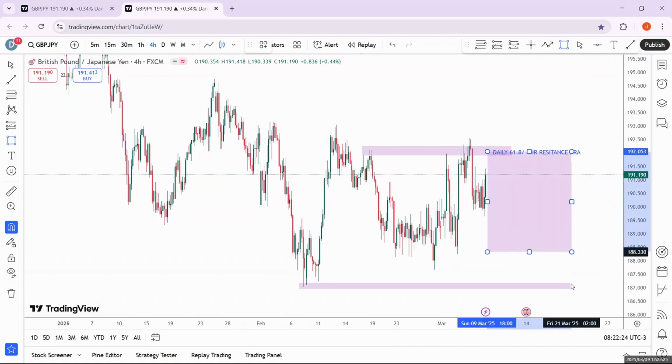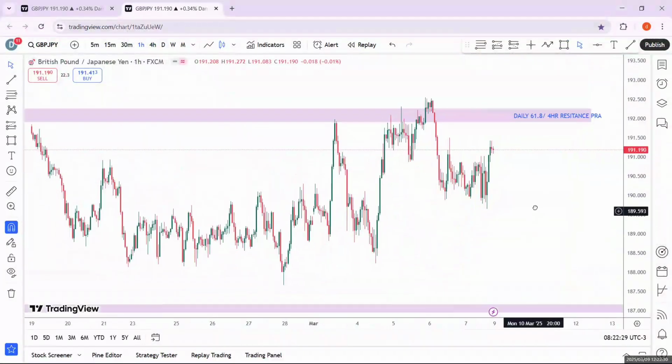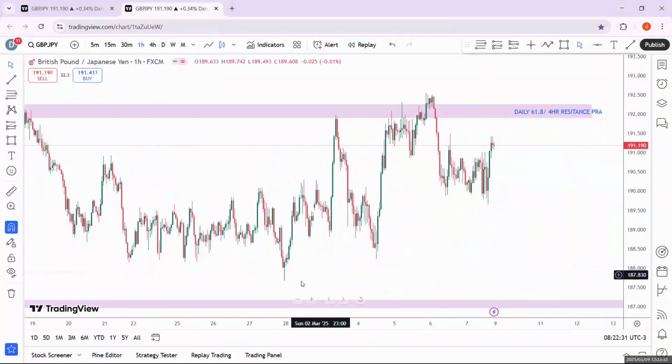So now let's go ahead to the 1 hour time frame to take this window right here and see how we can break prices within this window further. Okay, so here we saw prices came back to test this 61.8 level, this daily 61.8 level.